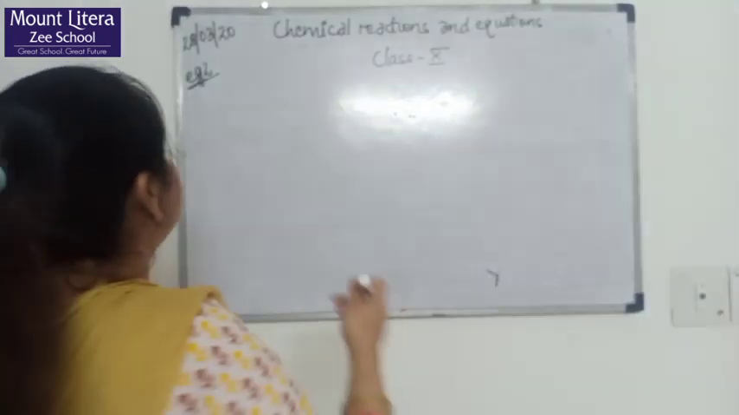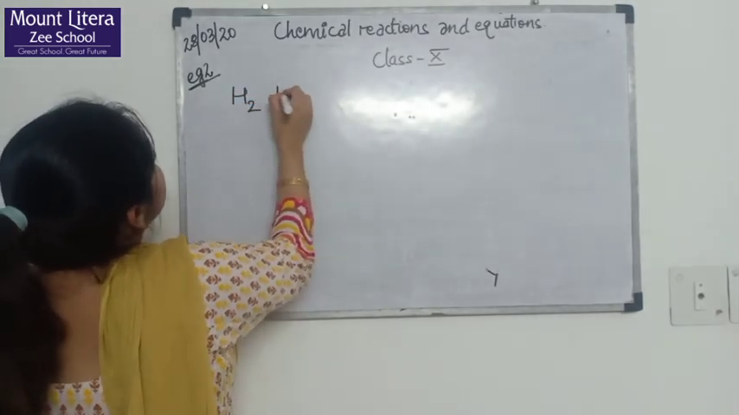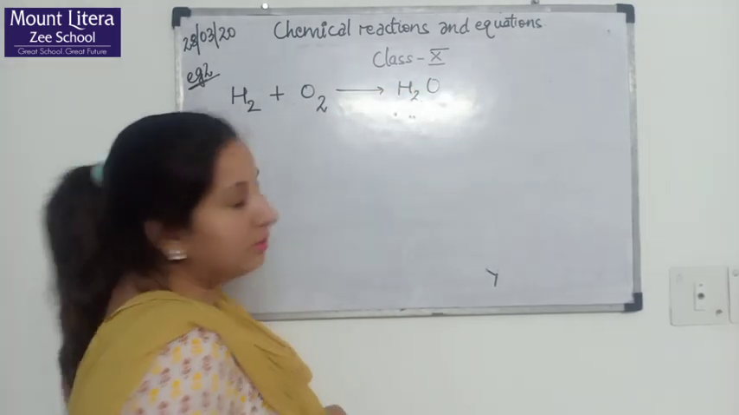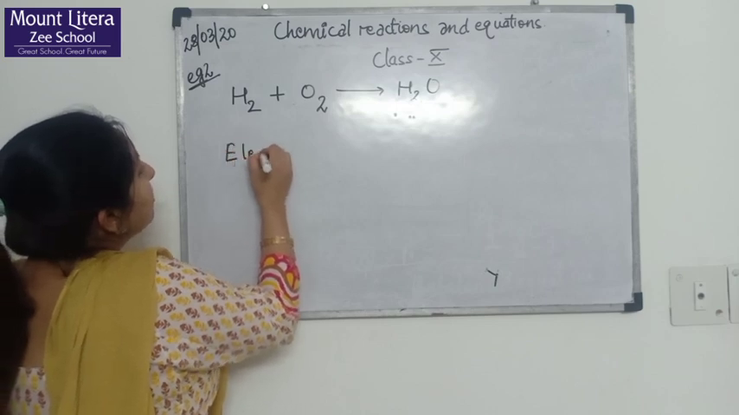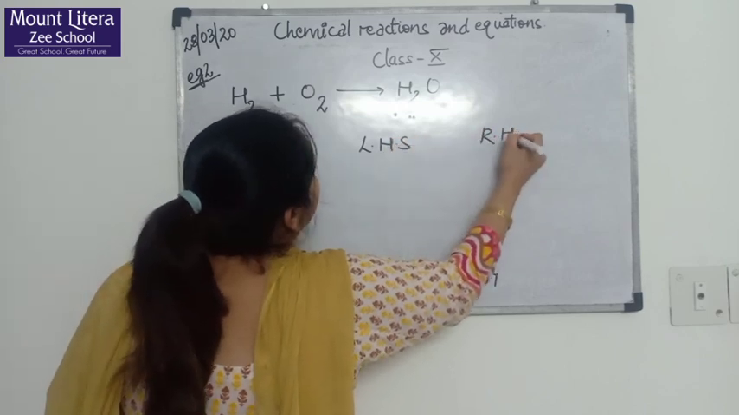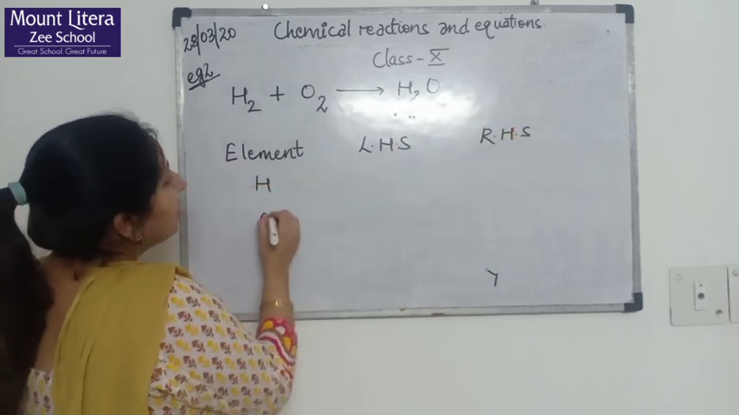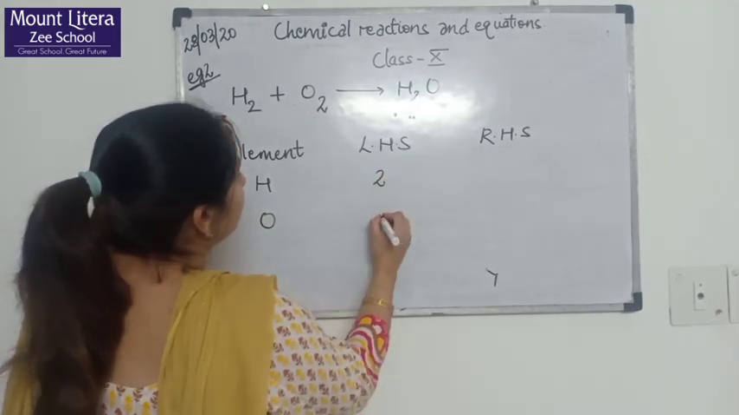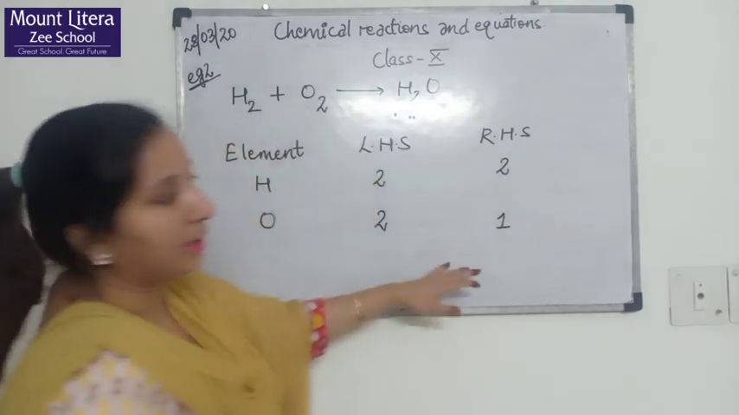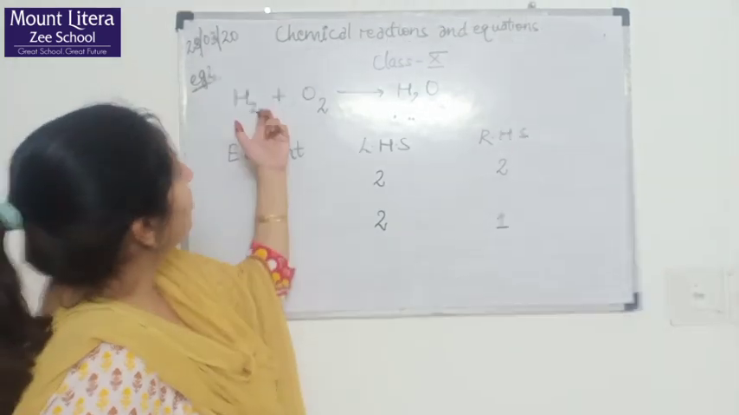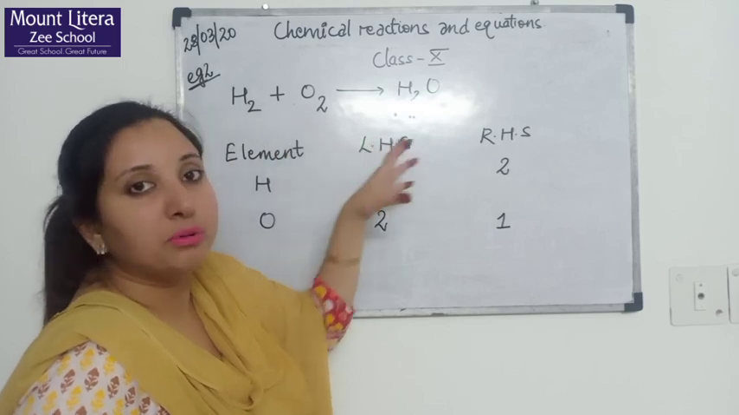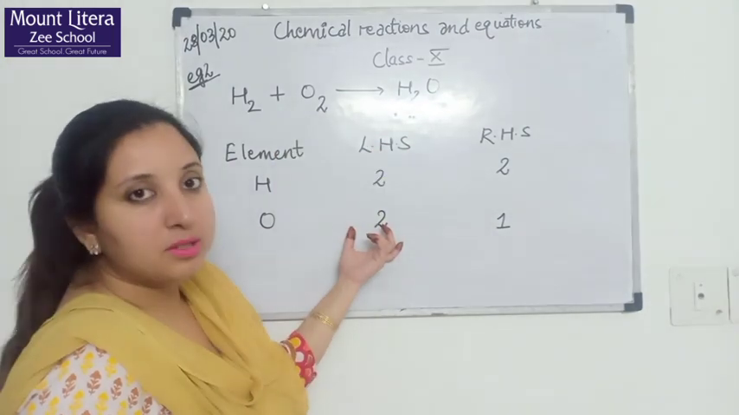Here is another example: hydrogen plus oxygen gives us water. Again we do the same thing: element, LHS, RHS. Hydrogen and oxygen: on the left it is 2 and 2, and on the right it is 2 for hydrogen and 1 for oxygen. Hydrogen is already balanced on both sides, that is, LHS and RHS are equal for hydrogen. We need to balance the oxygen.